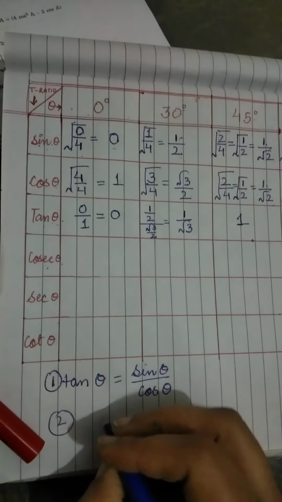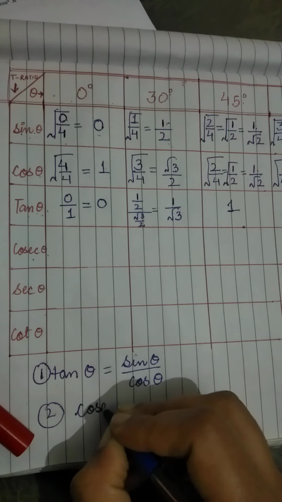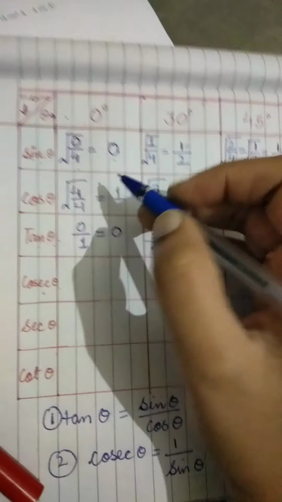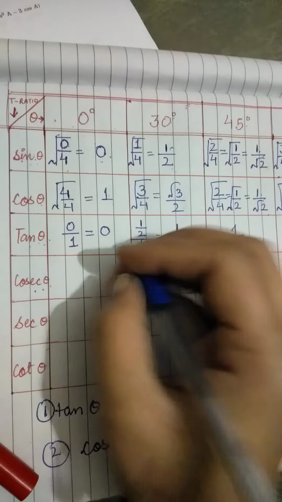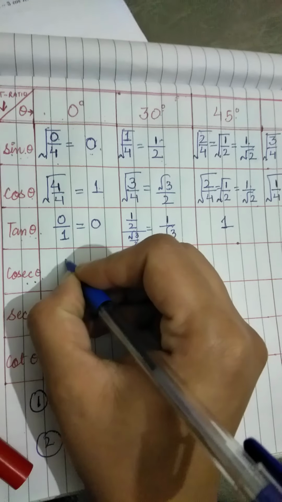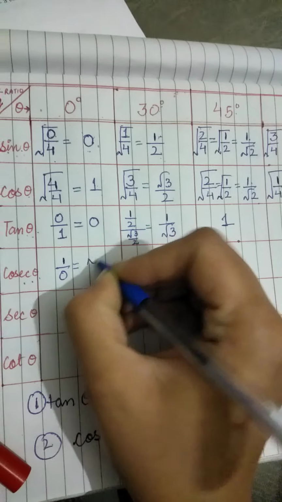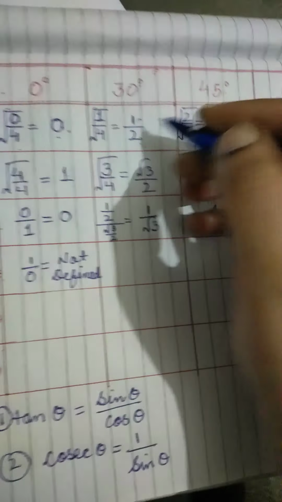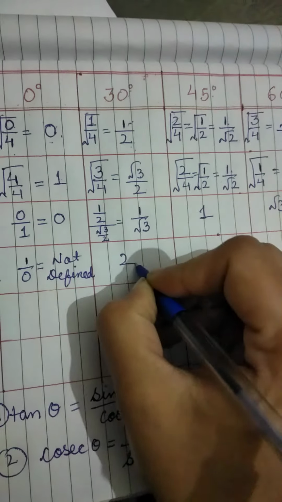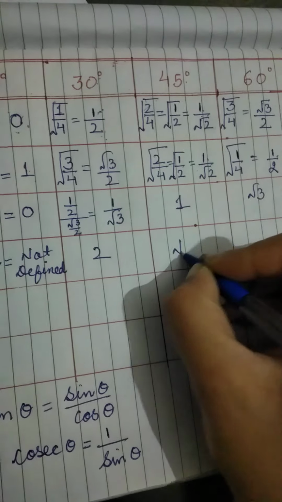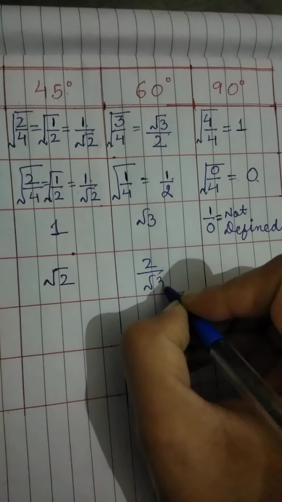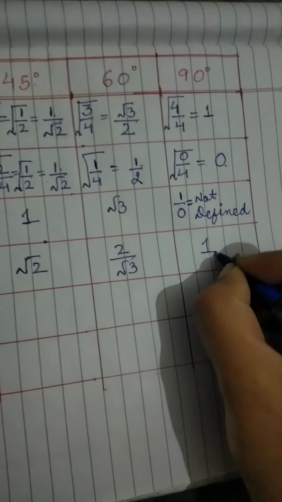Now cosec theta. We also know the second formula, that cosec theta is equal to 1 divided by sin theta. So what we will do here is take the reciprocal. Reciprocal of 0 is 1 divided by 0, which means not defined. Now reciprocal of this, we get answer 2. Reciprocal of this, we get under root 2. Reciprocal of this, we get 2 divided by under root 3. Reciprocal of this, and here we get answer 1.